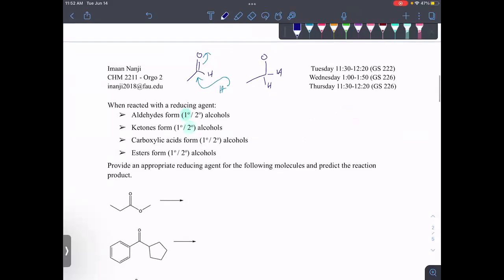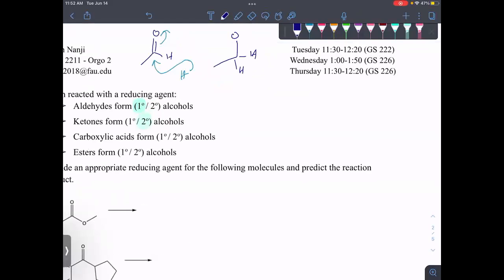For carboxylic acids, it's a little different. I think in Orgo 1, you were told that OH groups are never, or rarely, leaving groups. In Orgo 2, they become leaving groups. So when we have a carboxylic acid and a reducing agent, the H goes in and attacks. No, I got it. So it attacks, it kicks up these electrons.